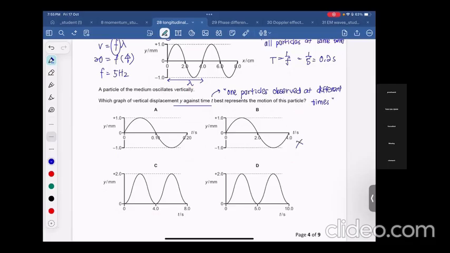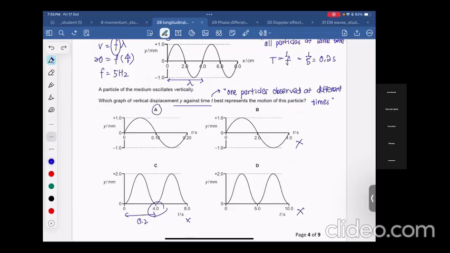B is wrong. Okay, C is also wrong. One complete wave, from here to here, should be 0.2. But why 4 seconds? No, wrong. So this one is also wrong. The answer will be A. Okay, why? The shape is like this.